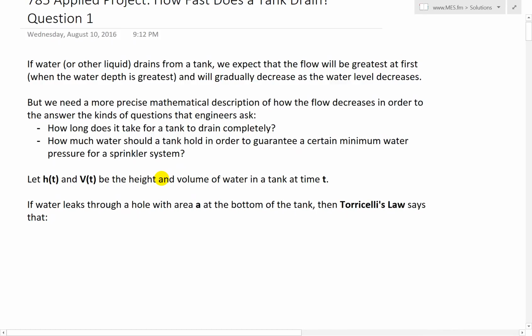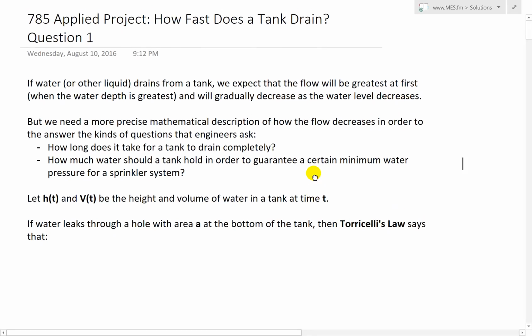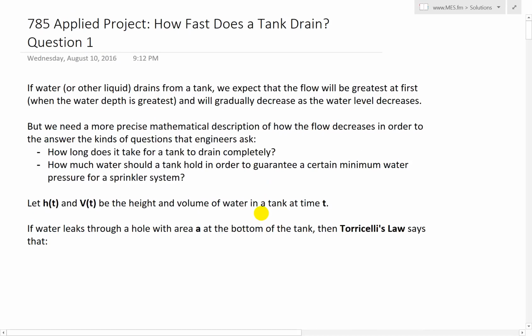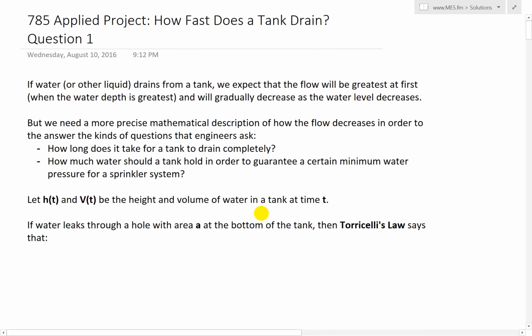So if water or other liquid drains from a tank, we would expect that the flow would be greatest at first when the water depth is greatest, and will gradually decrease as the water level decreases. And you can just picture this with a bathtub or whatnot. When it's really filled, just because of all the weight of the water, it will push that water faster down when the water depth is really high. Then as it gets lower and lower, you would just assume it would gradually decrease, because again, it's the weight of the water pushing down on that small hole.